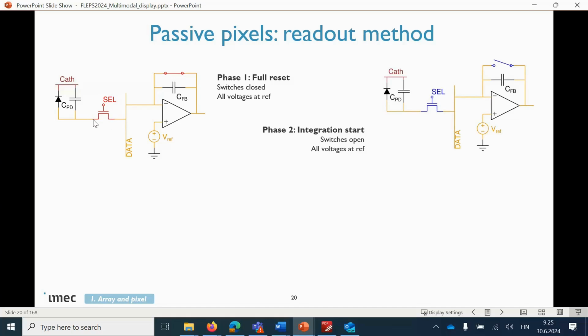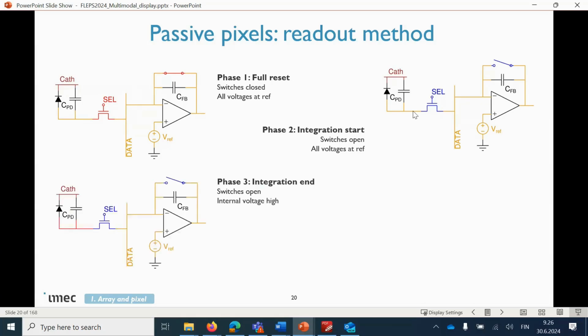A small detail, or not so small, that I didn't say is that we need to have all the select transistors open, so that they are addressed, and also this switch here needs to be on, so that the V reference goes into all the pixels. Then in the second phase, the switches turn off, so all the pixels are now isolated from the external world. And immediately after that, the next phase is starting.